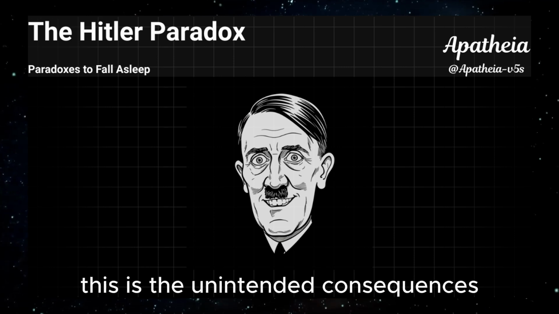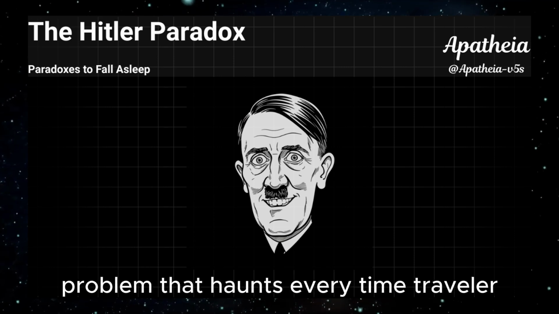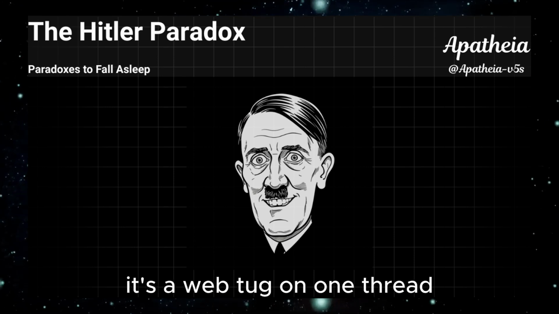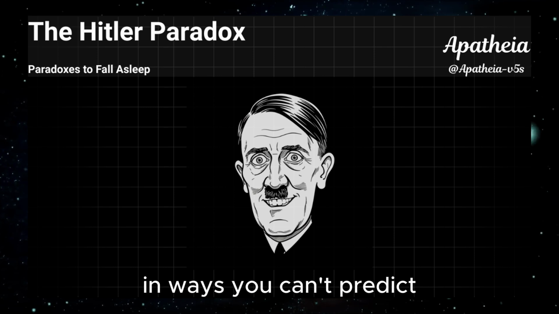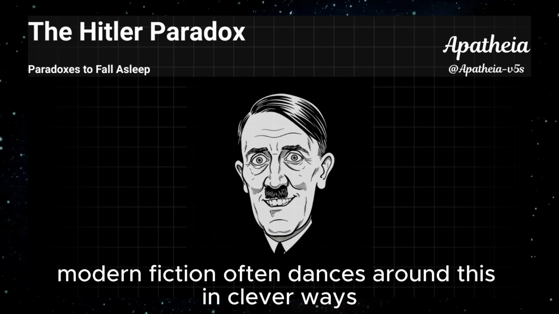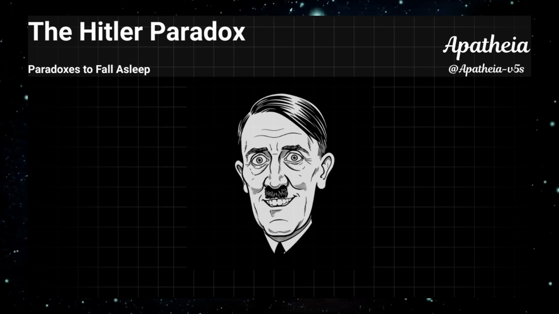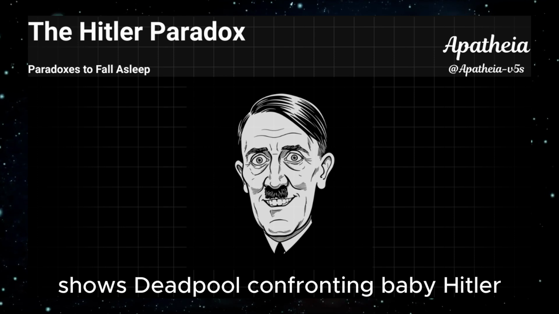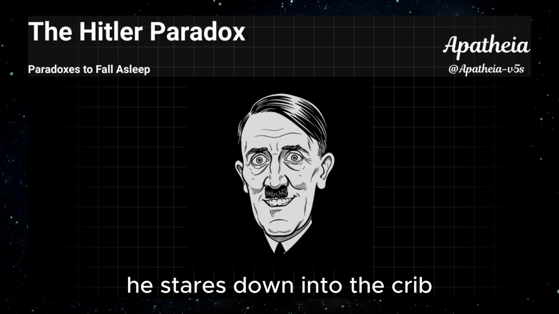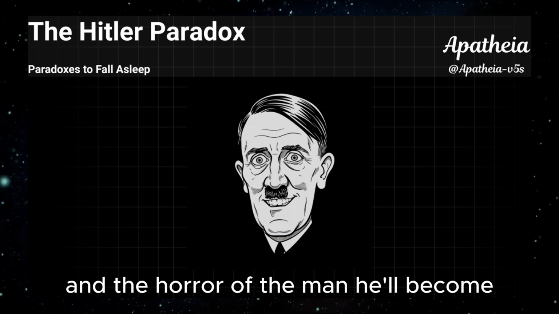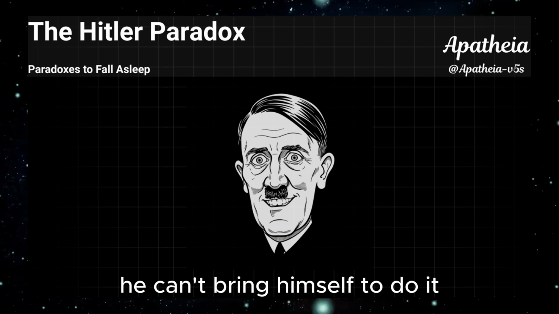This is the unintended consequences problem that haunts every time traveler. History isn't a straight line, it's a web. Tug on one thread, and the whole tapestry shifts in ways you can't predict. Now, modern fiction often dances around this in clever ways. In Deadpool 2, a deleted post-credit scene shows Deadpool confronting baby Hitler. He stares down into the crib, torn between the innocence of the child and the horror of the man he'll become. He can't bring himself to do it.